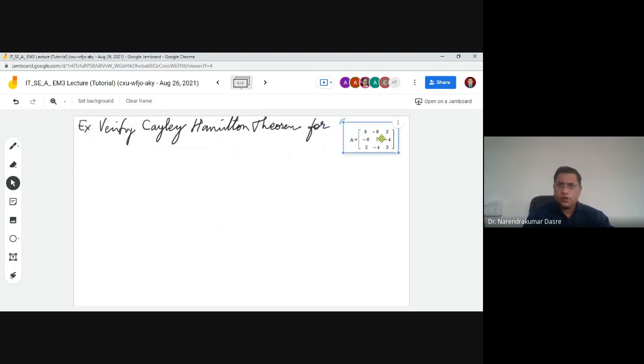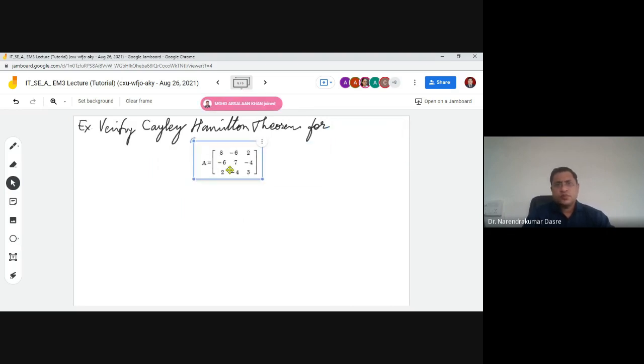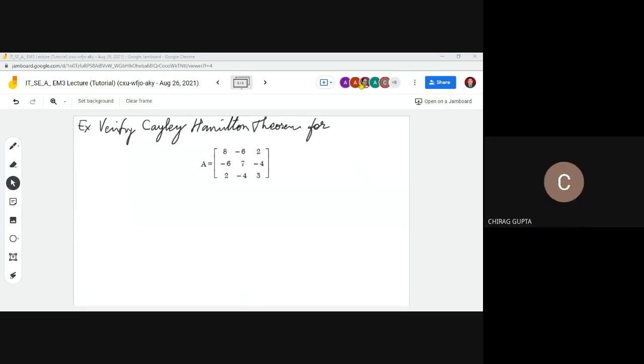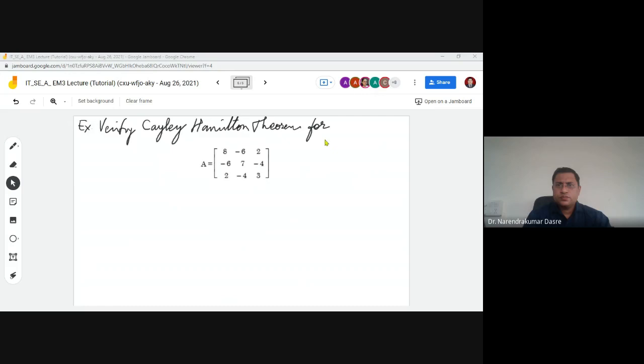I hope you are able to see this matrix. Is that visible? Is the matrix visible to you? Yes, sir. Minal, is that visible? Yes, sir, it's visible. Okay, that's good.